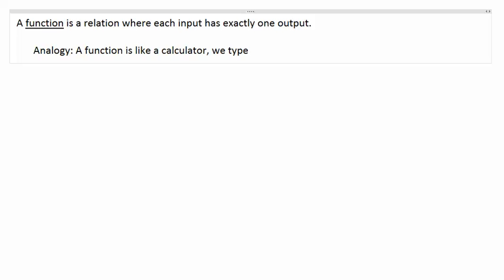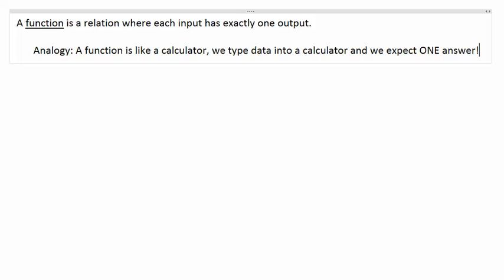We type data into a calculator, right? We input stuff. We type data into a calculator and we expect, what do we expect? After we type all this in, what do we hit? We hit equals or enter or whatever the button is, and what do we expect? One answer. Okay? So that's the difference between a relation and a function. A function specifically gives one answer for each input, or one output for each input.